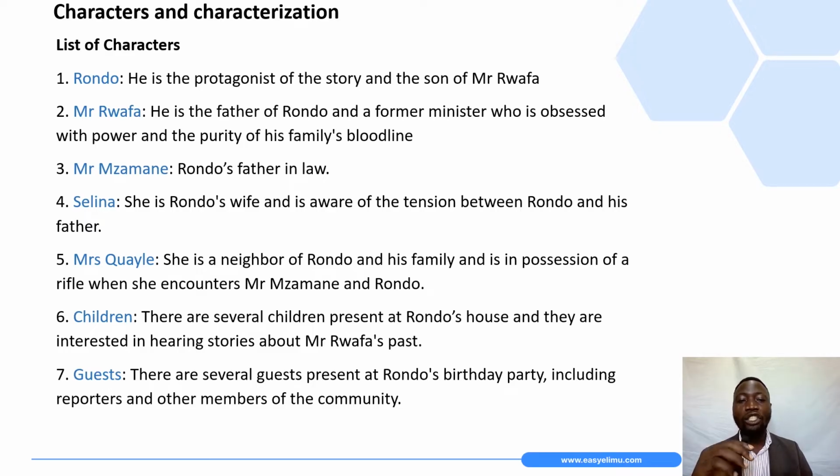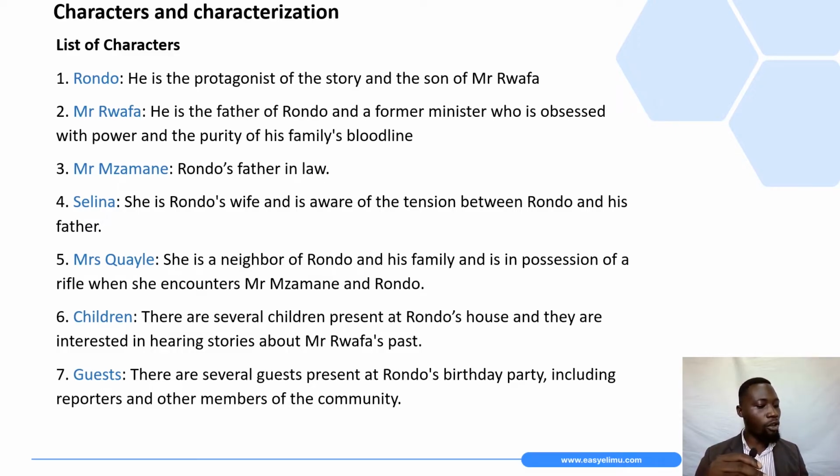We also have Mrs. Quail. She is a neighbor of Rondo and his family, and she is in possession of a rifle when she encounters Mr. Mzamane and Rondo. In the story, we also have the children mentioned at the party. Apart from that, we have Rondo's children. There are several children present at Rondo's birthday party, and they are interested in hearing stories about Mr. Ruafa's past. Then we also have the guests. At the party, there are several guests present, including reporters and other members of the community. Some of them are uncomfortable with Mr. Ruafa's rhetoric, and they leave early.